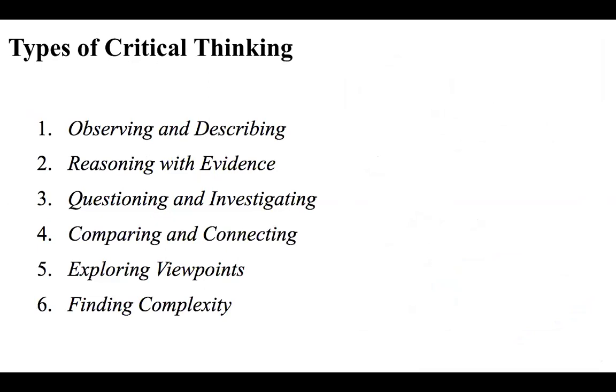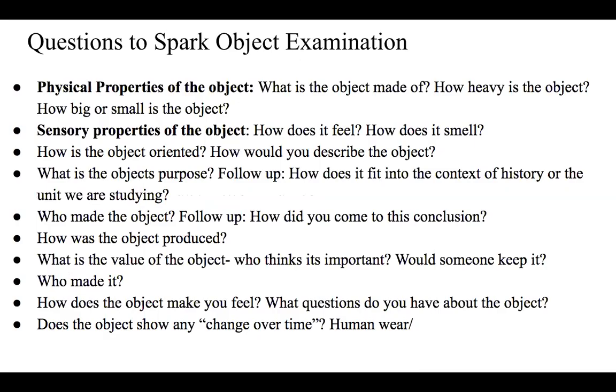Types of critical thinking that students are doing when they work with objects: observing and describing, reasoning with evidence. I'm going to give you some questions that you could ask when looking at objects. Questioning and investigating, comparing and connecting, exploring viewpoints, finding complexity. There's so much you can do with objects to make connections to other things. Have them work on skills that are really integral in critical thinking.